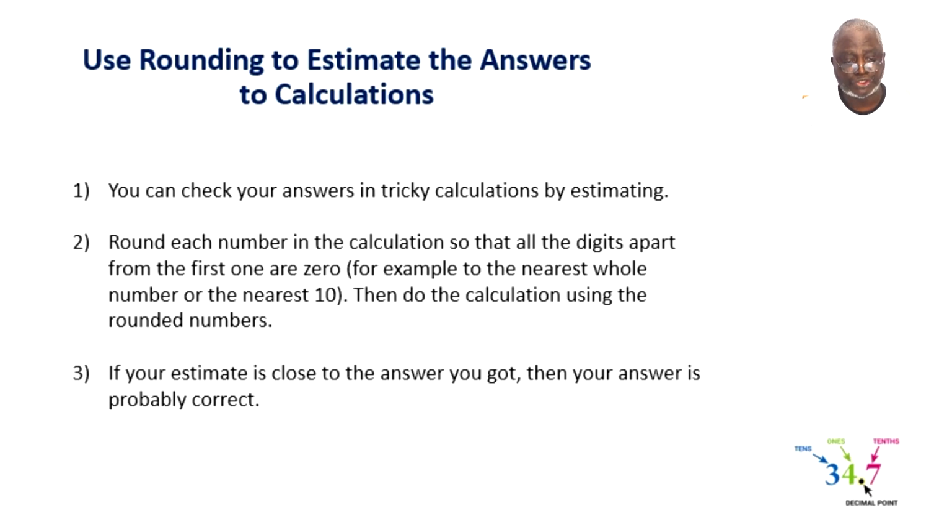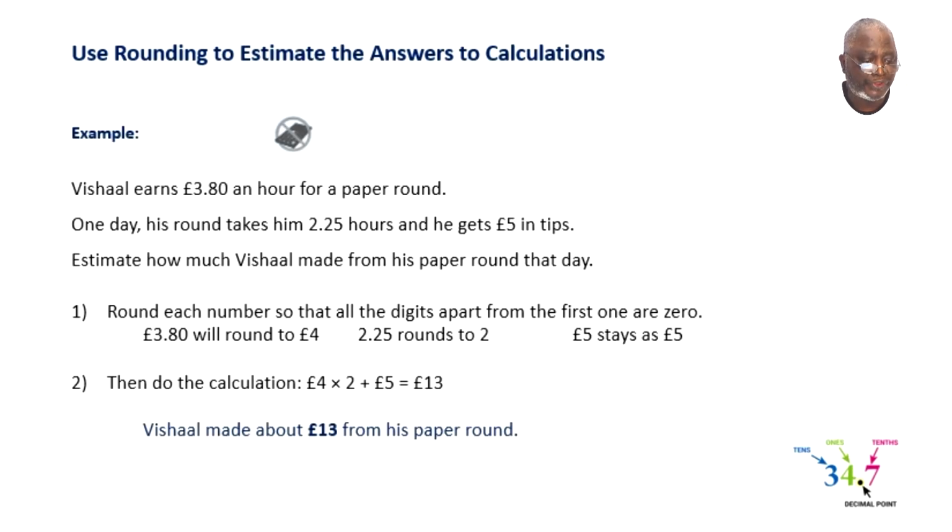But there are rules you need to be very strict about. Let's look at this. Vishal earns £3.80 an hour for a paper round. One day, his round takes him 2.25 hours and he gets £5 in total. Estimate how much Vishal made from his paper rounds that day.